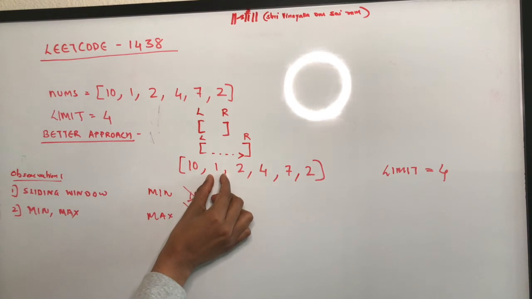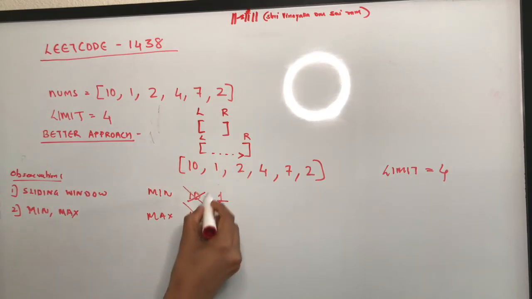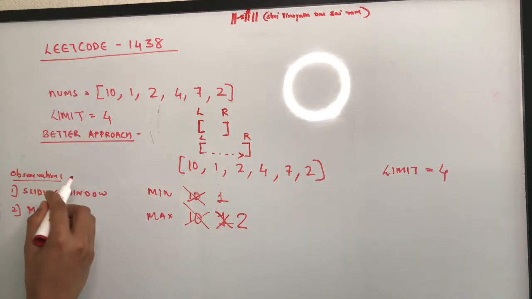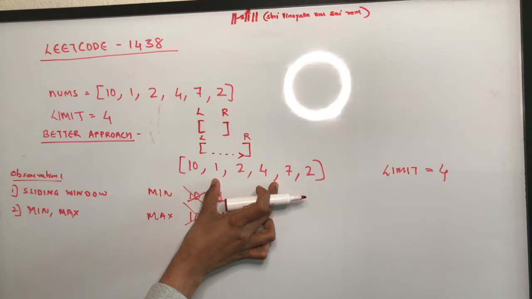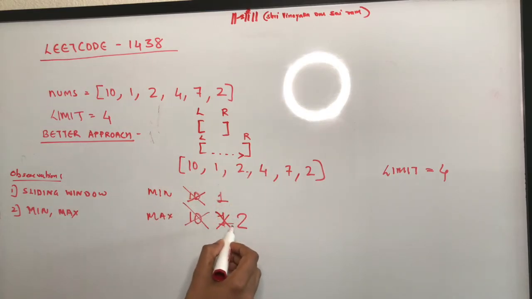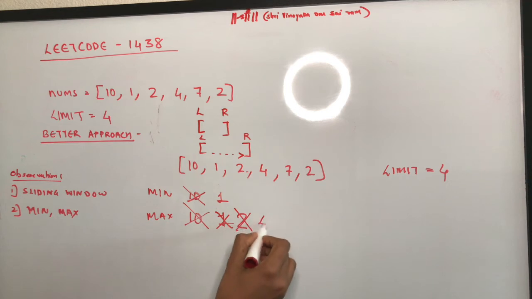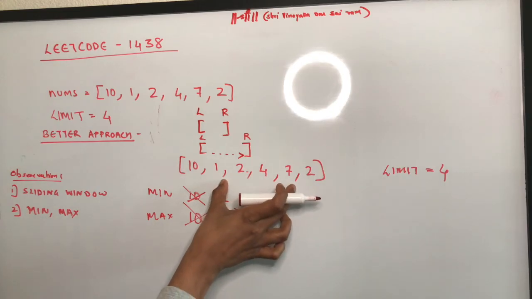Now from here, we'll again try to expand the right side of the window and see whether the constraint is violated or not. So we are including 2 in the subarray, so we have 1 and 2. Now your min is 1 and your max becomes 2. So you check whether 2 minus 1 is less than or equal to the limit. It is. So now we can proceed further. We can expand this window further on the right, and now you have 1, 2 and 4. In this case your max is going to become 4. Your min is still going to be 1. You'll check whether 4 minus 1 is less than the limit. It is. So again you can safely expand your window.